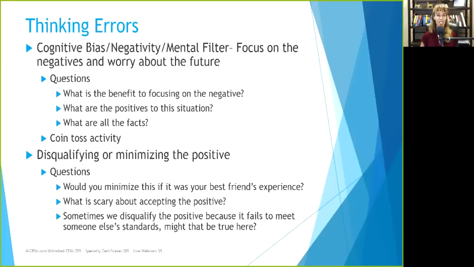Yes, there are negatives. There are negatives to every situation. If you want to find them, you're going to find them. But if you want to find the positives, you can too. Which takes us down to, what are all the facts? There's the positive and the negative and the neutral.